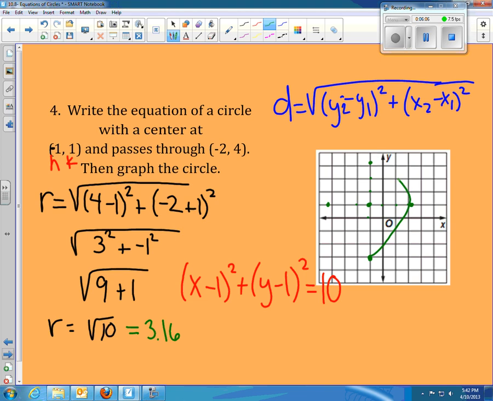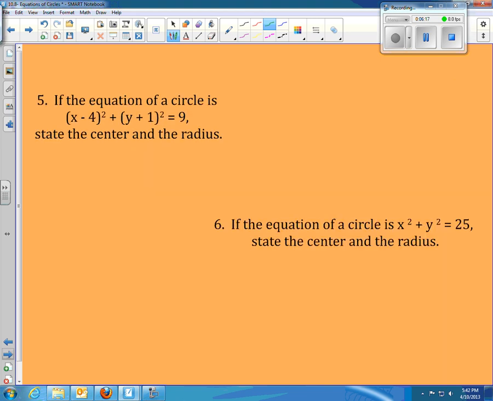All right, so if we connect those, and mine's not going to be looking very circular, let's see if we can change that a little bit. There you go. And now you have graphed your circle. All right, let's head to the back side of the notes.